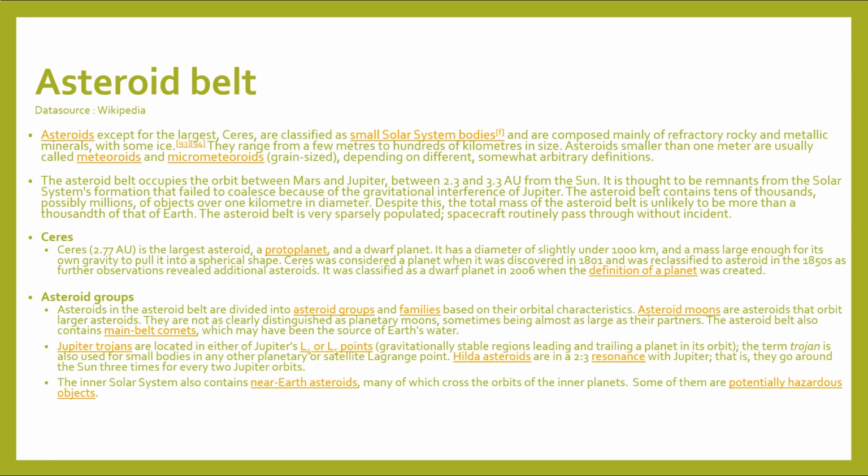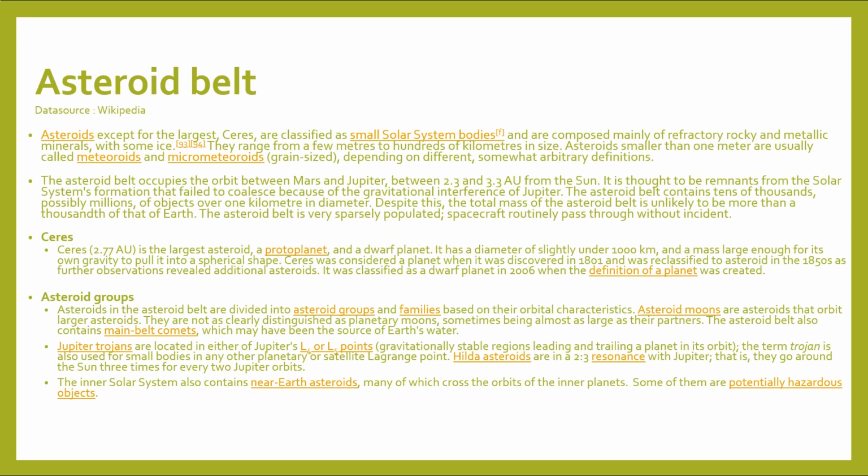The asteroid belt occupies the orbit between Mars and Jupiter, between 2.3 and 3.3 AU from the Sun. It is thought to be the remnant of the solar system's formation that failed to coalesce because of the gravitational interference of Jupiter. The asteroid belt contains tens of thousands, possibly millions, of objects over 1 kilometer in diameter. Despite this, the total mass of the asteroid belt is unlikely to be more than a 1,000th of that of Earth. The asteroid belt is largely sparsely populated, and spacecraft routinely pass through without incident.